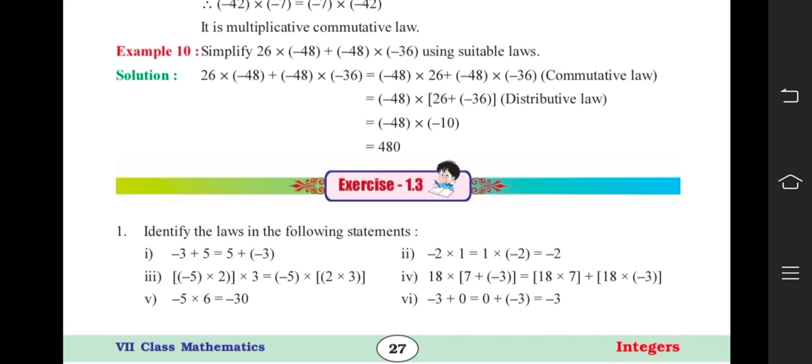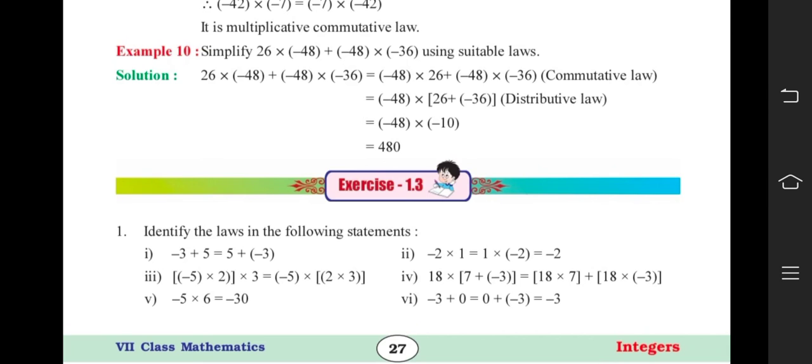Next, fifth one. Minus 5 into 6 is equal to minus 30. Which law is it? Minus 5 is an integer, 6 is an integer. The answer, the product, is also an integer. Minus 30 is an integer. So which law is it? Closure law under multiplication.